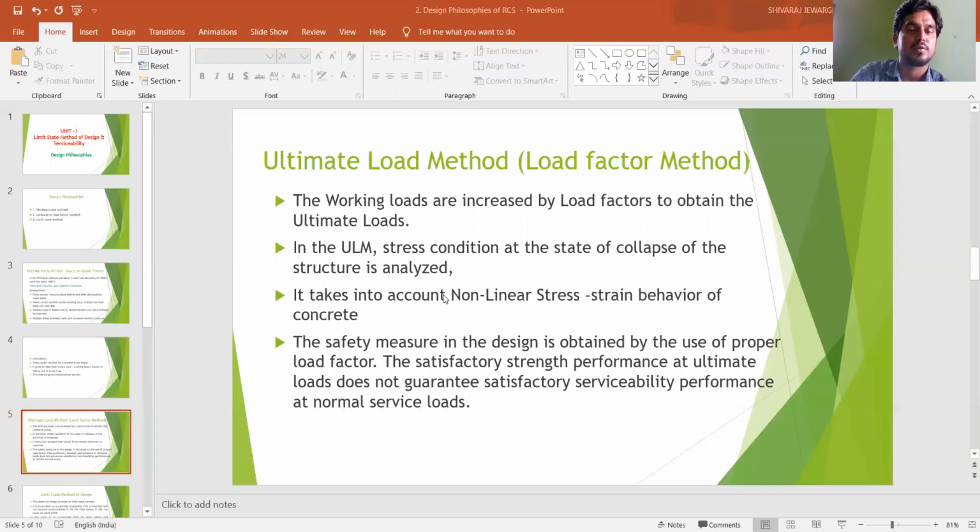So that is also incorporated in the ultimate load method. Even though this method was used for some more years, the main safety measure in this design method is provided by the use of proper load factors. So, having all these assumptions, this method was used for the design of a structure.